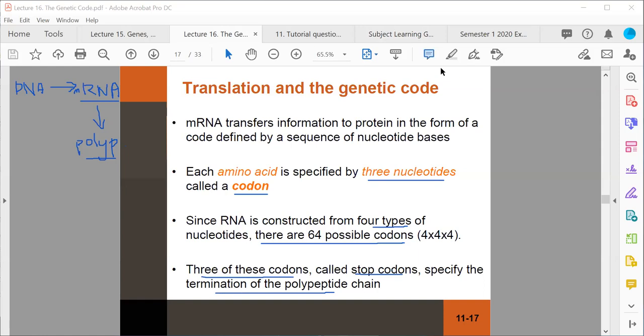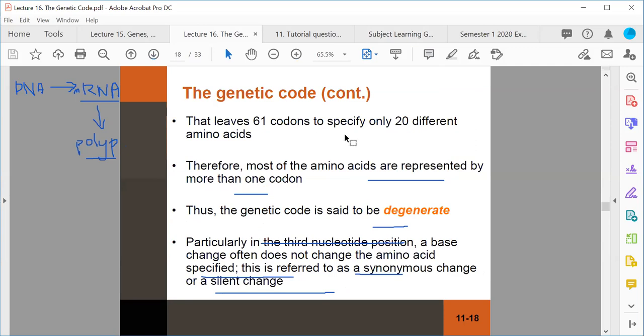All right, that leaves 61 codons to specify only 20 different amino acids. So remember, in one of our much earlier lectures, we said that there were 20 standard amino acids that are used to build polypeptides. So why do we need 61 codons to specify only 20 different amino acids? Well, what you'll find is that most of the amino acids are represented by more than one codon. So the genetic code that we're going to look at is said to be degenerate.